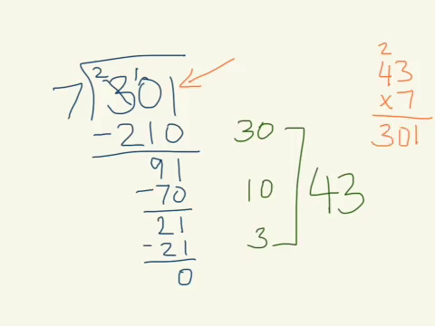What do you think? Is that easier for you to chip away at the number, or is it easier for you to use the old-fashioned algorithm? Whichever way works best for you is best.